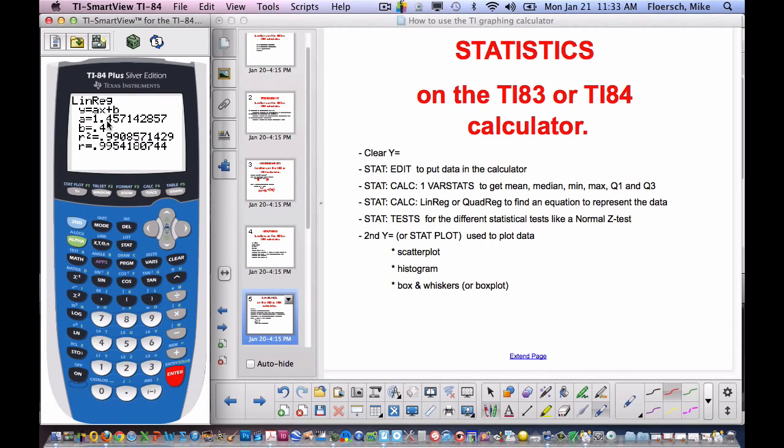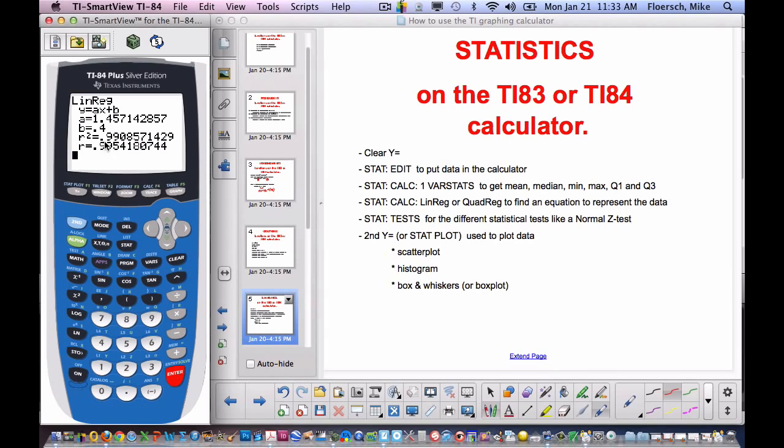Y equals 1.46 times x. This number right here would go in for a. This 0.4 would go in for b. This is your y-intercept. This is your slope. R squared and your R. R is what we call your correlation.